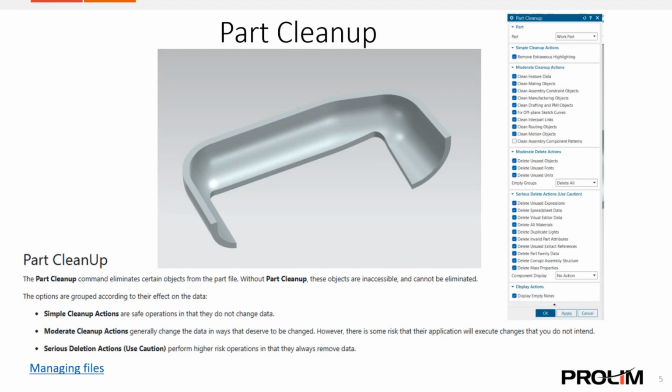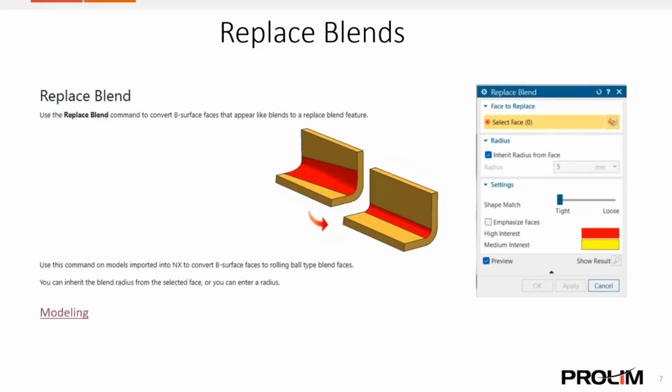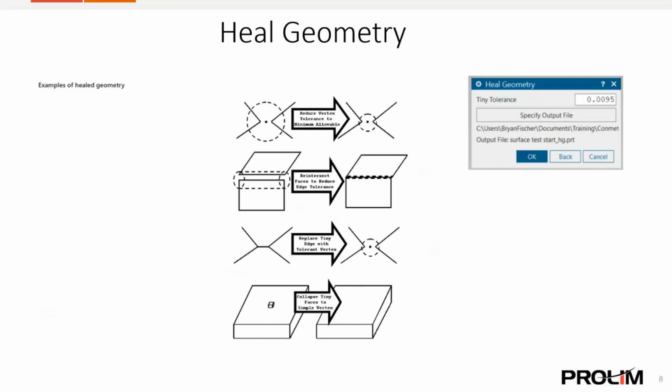We talked about optimized face. I showed how the optimized face went in there, and you can take a cylinder that was split from an import and make it into one. Resize, replace blend: this is a synchronous modeling tool, and it shows you how you can convert it into a blend. And the last one I'm going to show here is heal geometry. We haven't done that yet because I'm going to jump into NX and go over a few other things real quick.